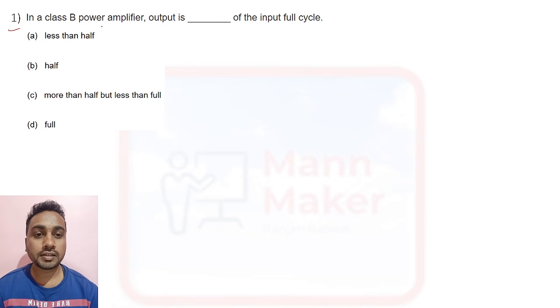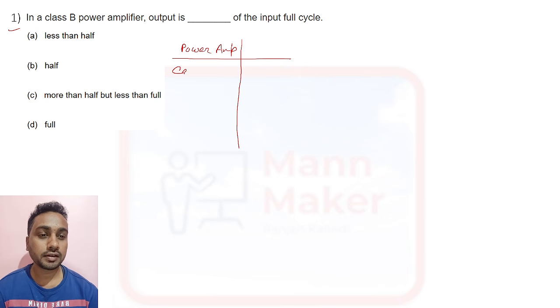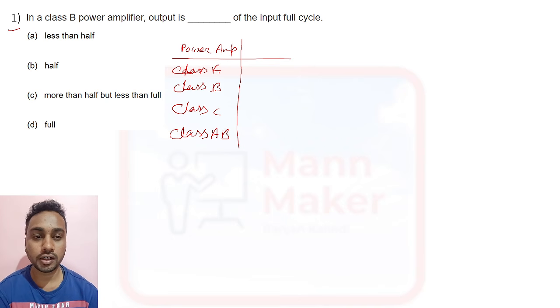In a class B power amplifier, output is dash of the input full cycle. If we see the power amplifier, generally we have four types of power amplifier: class A amplifier, class B amplifier, class C amplifier, and class AB amplifier.